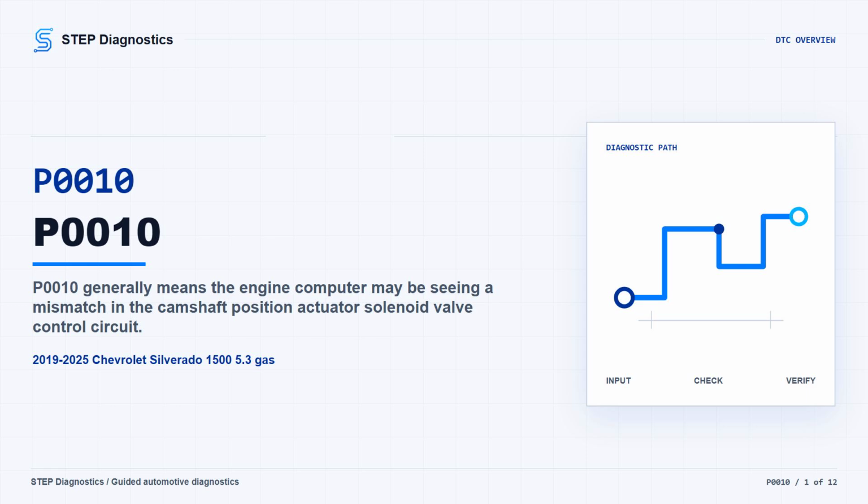The driver may notice a check engine light, and the engine can sometimes run rough, feel lazy, or have cam timing behavior that does not respond normally. The broad fault areas are possible wiring or terminal problems, a possible solenoid issue, oil condition or oil pressure concerns, and possible cam actuator response problems. Treat the companion cam actuator codes as context, but keep this diagnostic focused on P0010.